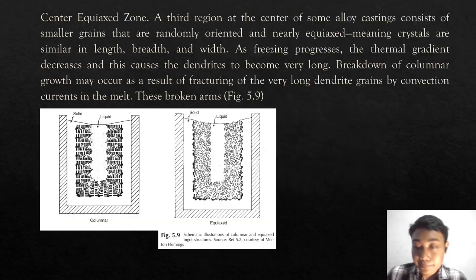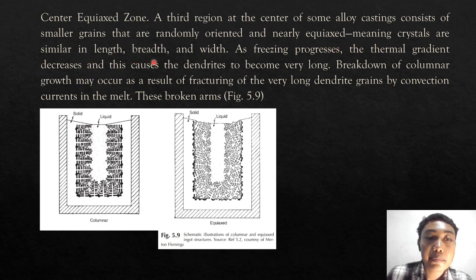The next, after this, is the central equiaxed zone, a third region at the center of some castings consisting of smaller grains that are randomly oriented and nearly equiaxed, meaning the crystals are similar in size in all directions.